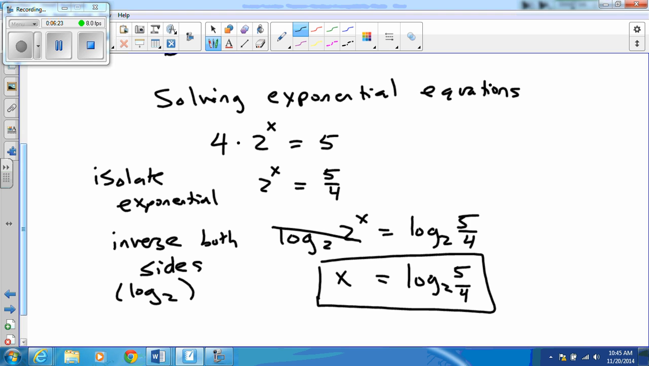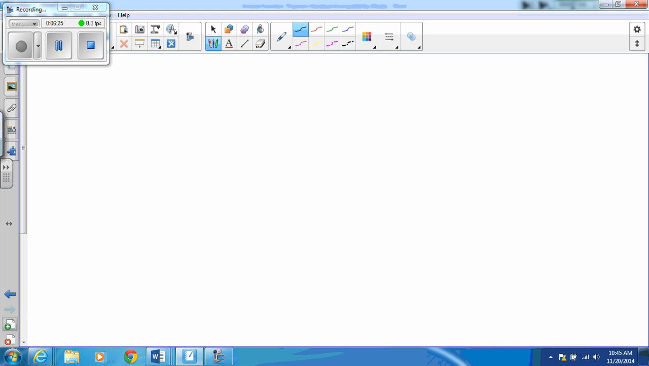Now, you may wonder, what are the properties of the exponential function?